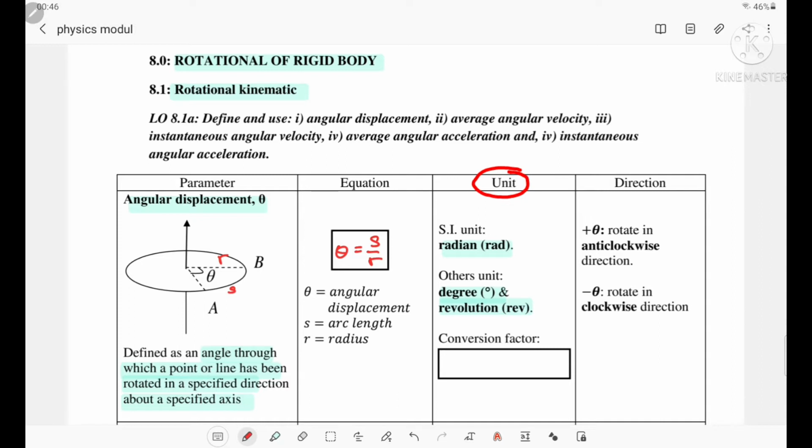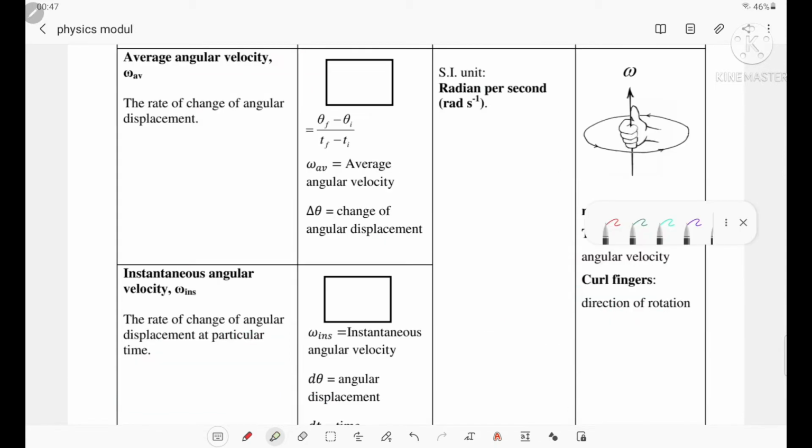We need to know also the conversion factor. One revolution is equal to 2 pi radian and equal to 360 degree. The direction of the angular displacement, theta, is positive if it rotates in the anti-clockwise direction, and the sign is negative if it rotates in the clockwise direction.